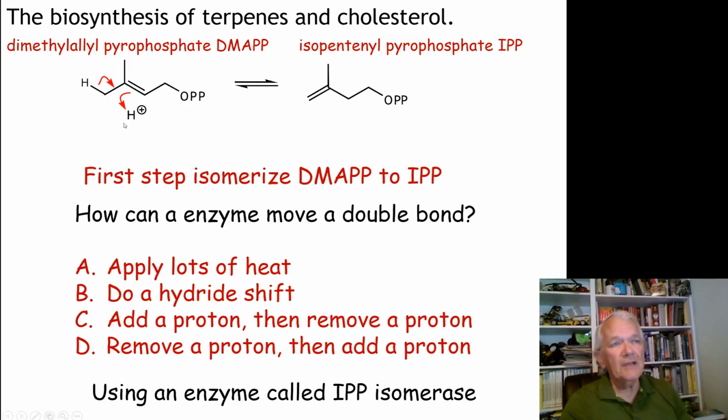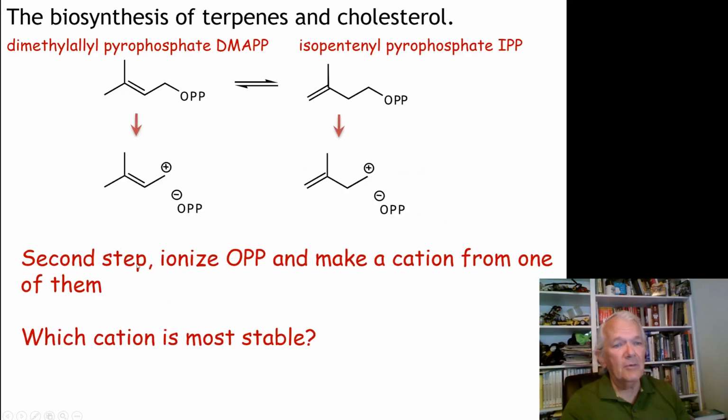One part of the enzyme provides a proton, while another part of the enzyme is taking the other proton away. So the first step, we ionize. We're going to ionize the OPP now and make a cation from one of them.